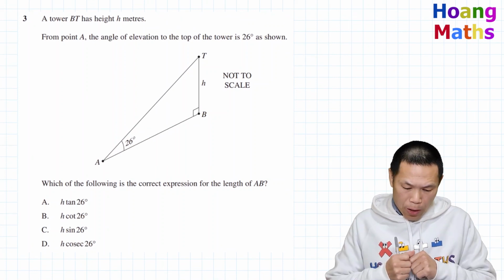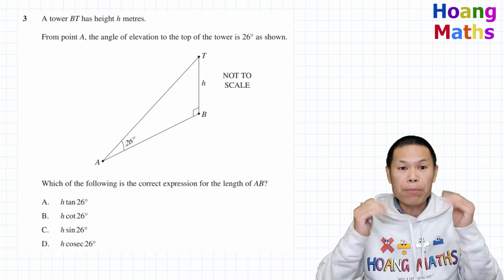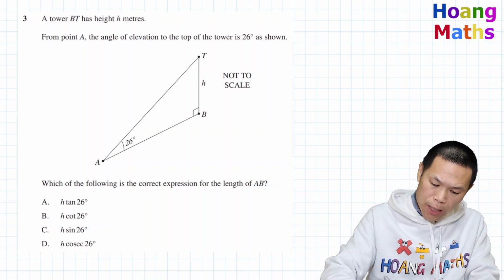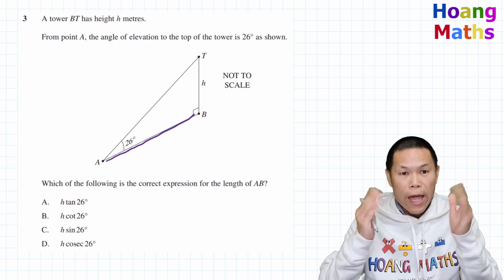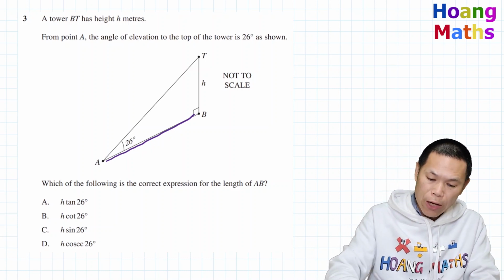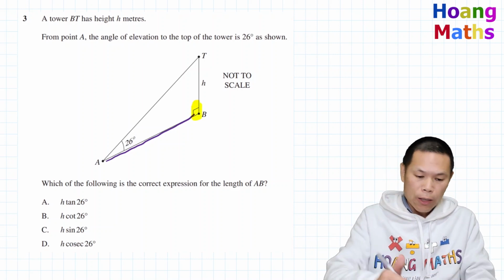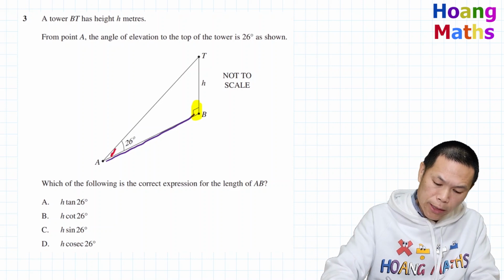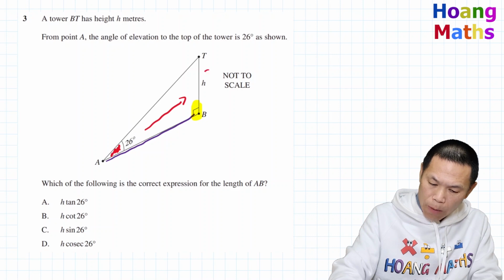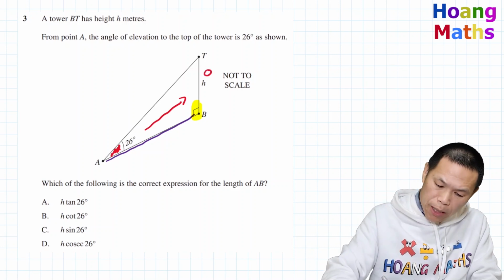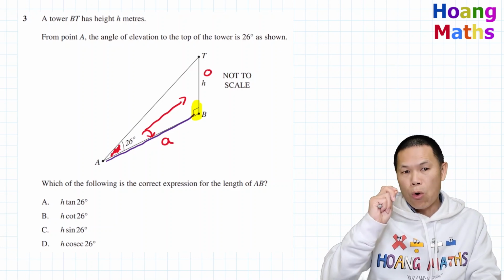Question number 3. Which of the following is the correct expression for the length of AB? So first of all, AB is this length here. And we know that it is a right angle triangle because the right angle is shown here. So therefore, we can use SOHCAHTOA. So this angle 26 is given. So opposite of this angle here is opposite. And then AB is just next to this angle. So therefore, we call it adjacent. So we have O and A.